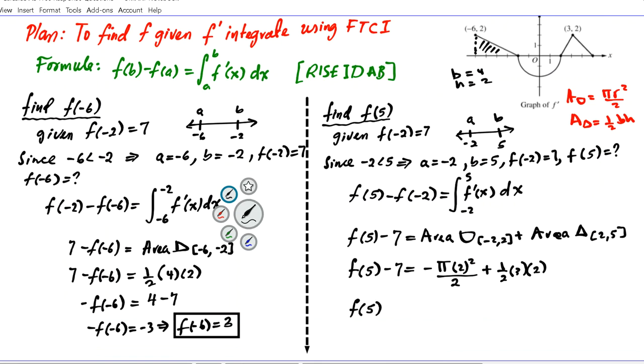is equal to, so we add 7 to both sides, okay? Simplify this. This is negative 4 pi over 2, which reduces to negative 2 pi. And then these two 2's divide out, so we have plus 3. And then we add 7 to both sides of the equation, plus 7. Okay, so this simplifies to f of 5 is equal to 10 minus 2 pi.